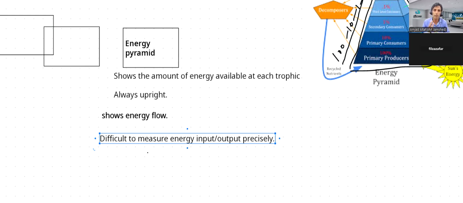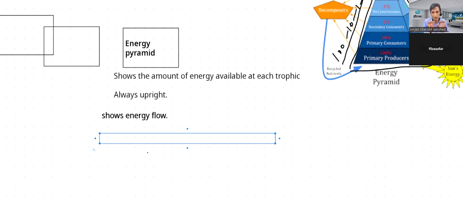So the energy pyramid shows the amount of energy available at each trophic level. It is always upright. It shows us the energy flow, from where the energy flow is started and where it's going to be ended.